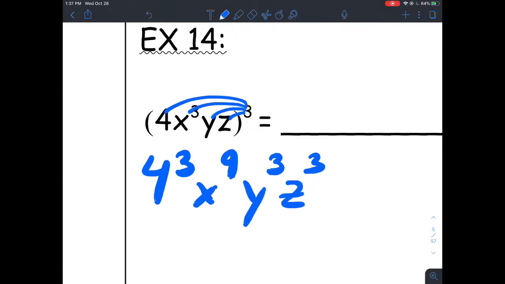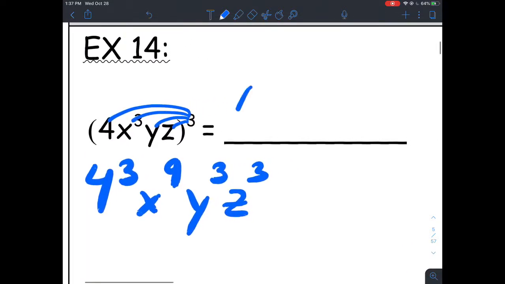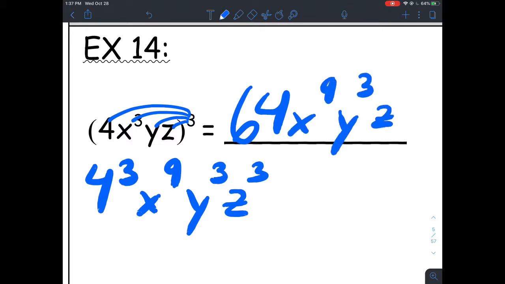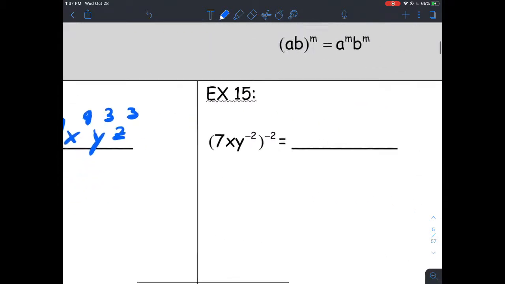We could get the actual 4 to the third power. That is going to give you 64. So you get 64, x to the 9th, y to the third, z to the third. And how did I get that 9? Well, since I had a power being raised to a power, I multiplied. Same thing here. These are both 1, so 3 times 3 gives you 9, 1 times 3 gives you 3, and 1 times 3 gives you 3.